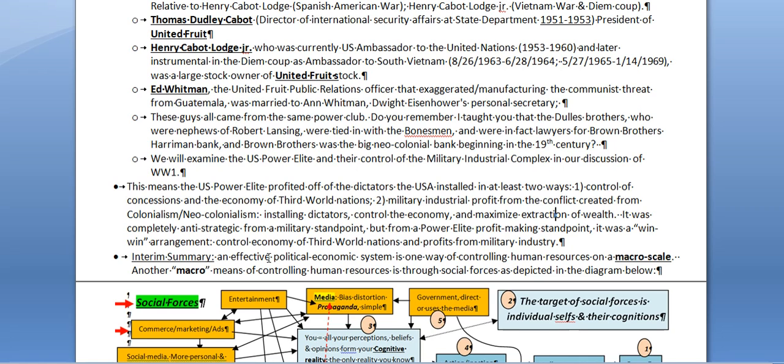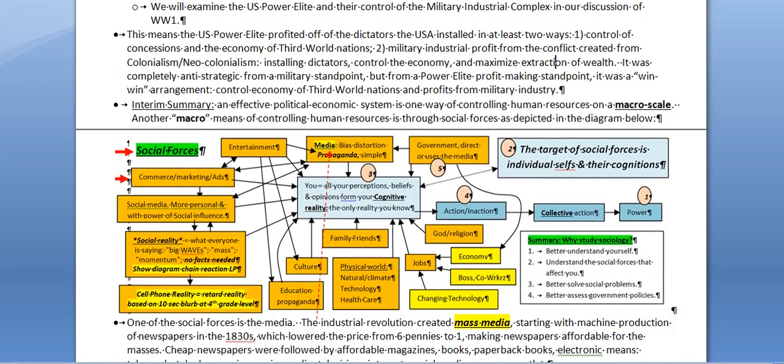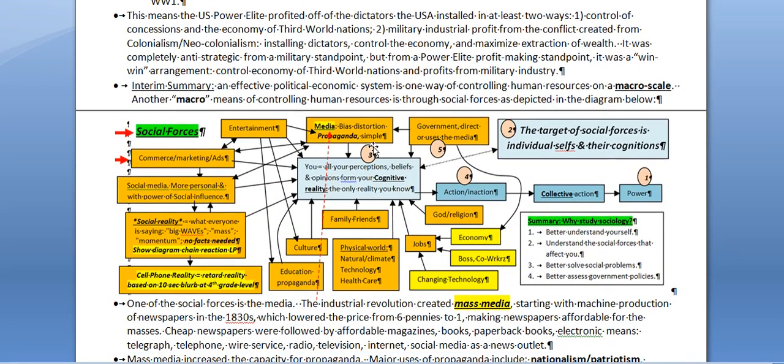Interim summary. An effective military, political, economic system is one way of controlling human resources on a macro scale. Another macro means of controlling human resources is through social forces as depicted in a diagram below. All right. I showed you how the goal of this is to gain power. You gain power by controlling collective action. To control collective action, you control individual action. But to control that, you got to control perceptions, beliefs, and opinions, which is their cognitive reality, which is the only reality they know.